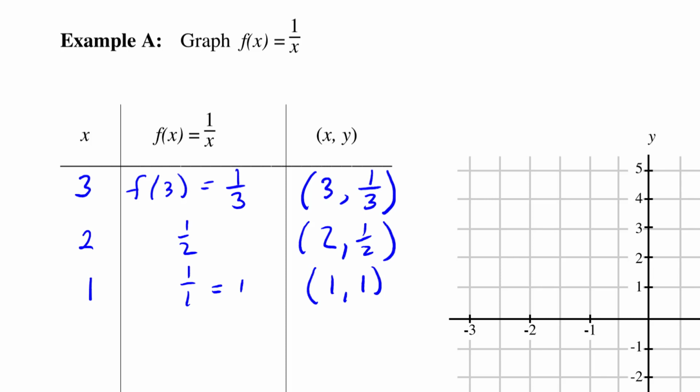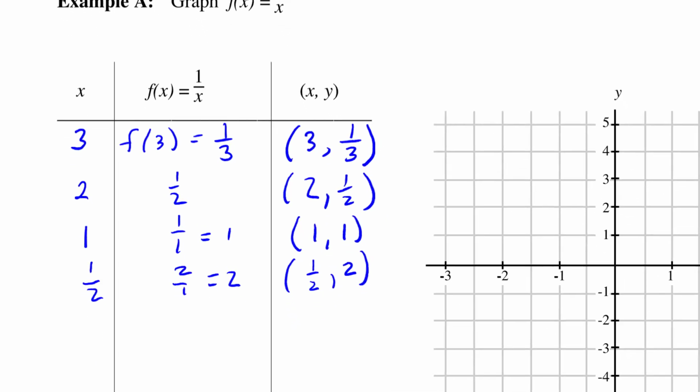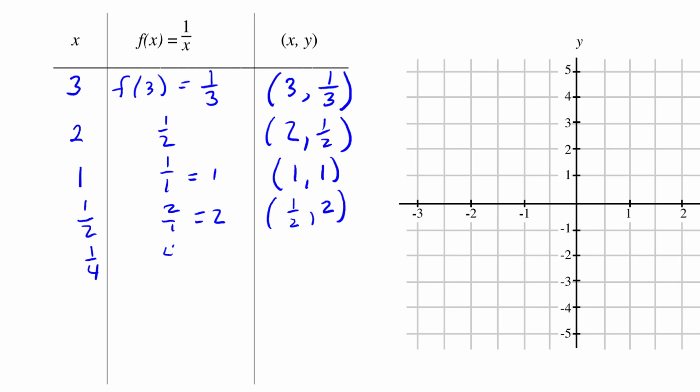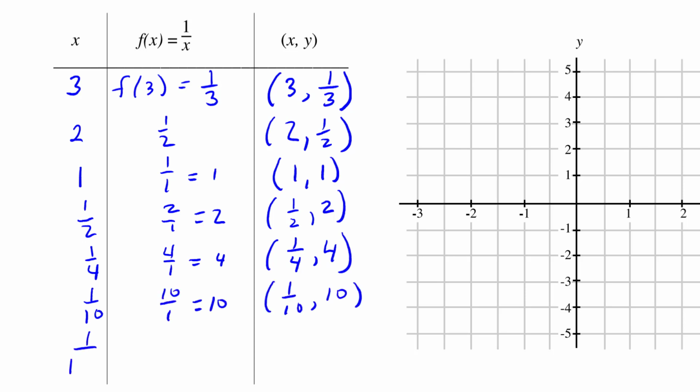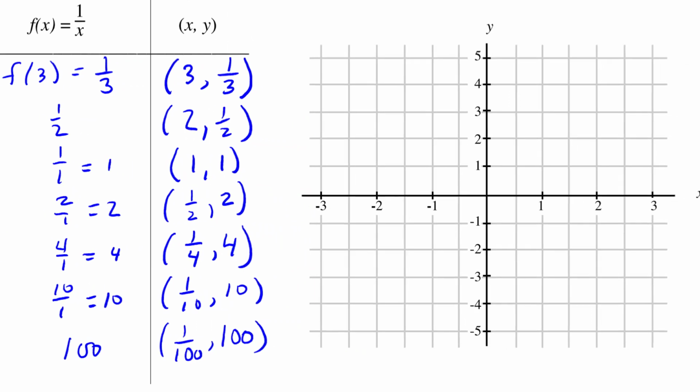What happens when the x value is smaller than 1, like 1/2? Well, the reciprocal of 1/2 is 2 over 1, which is 2. So we get the ordered pair 1/2, 2. And if x is 1/4, well, the y value is 4, so 1/4, 4. We could even get carried away and say, well, what if it's 1/10? The reciprocal of 1/10 is 10. And if it's 1/100th, even smaller still, well, gosh, the reciprocal is going to be 100, a very large number, comparatively speaking.